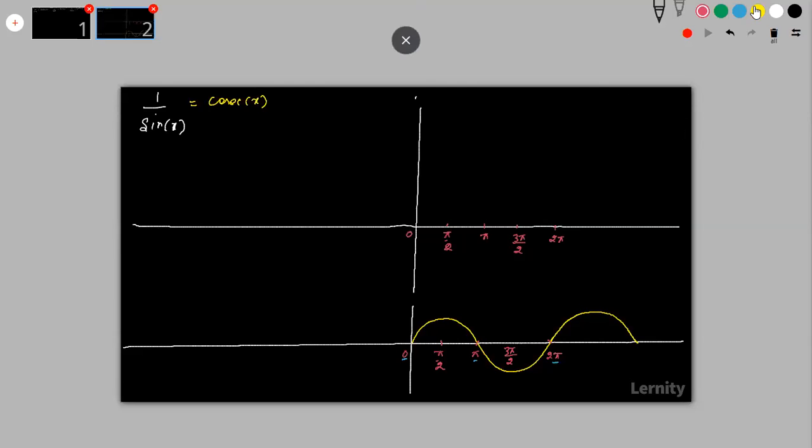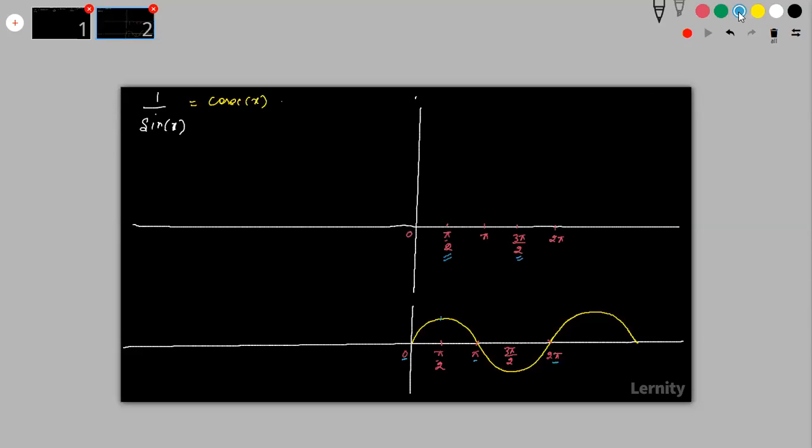First I will check the values at pi by 2, because at pi by 2, sin x is 1, and at 3 pi by 2, sin x is minus 1. So I will first check the value of sin x at pi by 2. Sin x at pi by 2 is 1, so cosec x will also be 1.